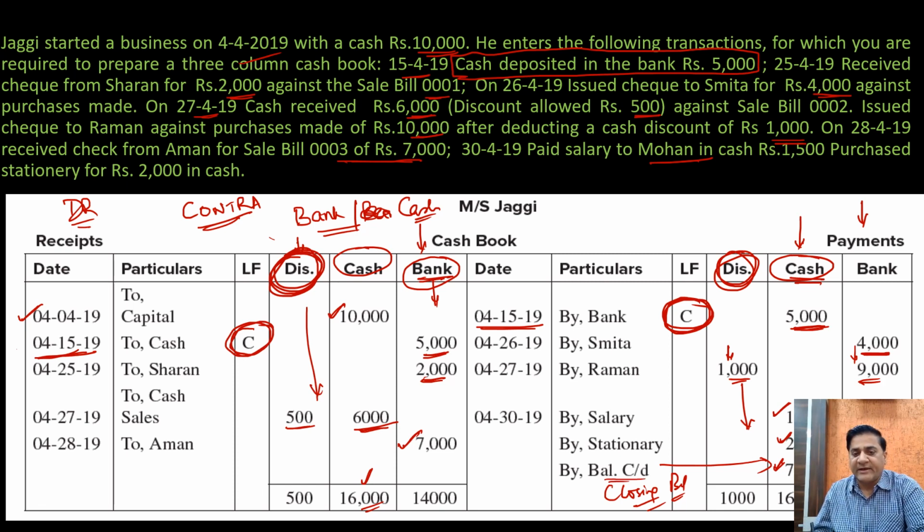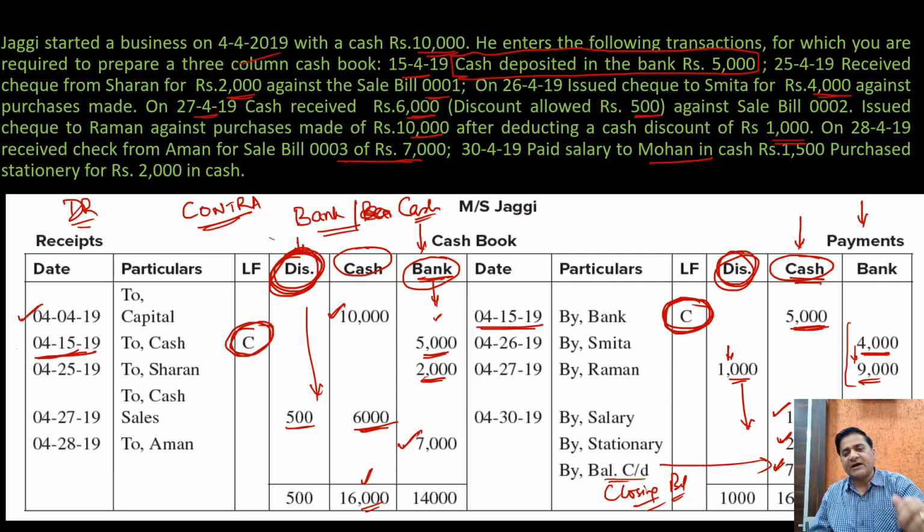Similarly, if I look at my bank account, I have received 14,000 in my bank account and I have paid 4 plus 9, 13,000 from my bank account. So I am left with 1,000 rupees in my bank account. This 1,000 of bank and 7,500 of cash would be reflected in the balance sheet under the head current assets or cash and cash equivalents.